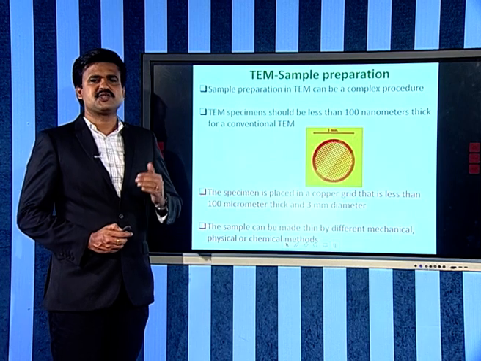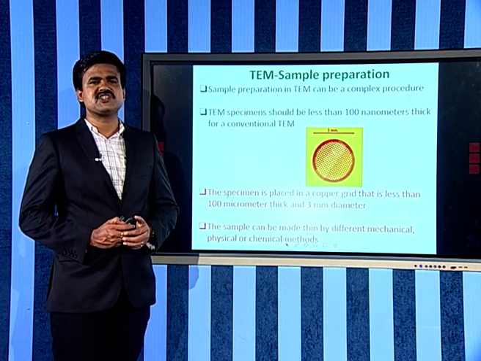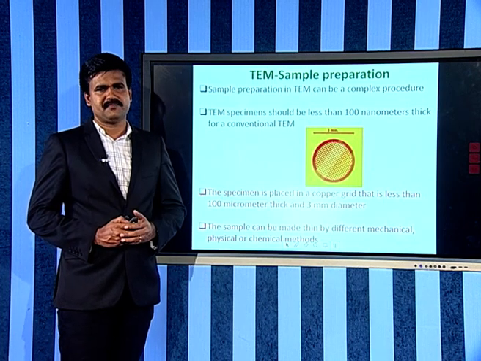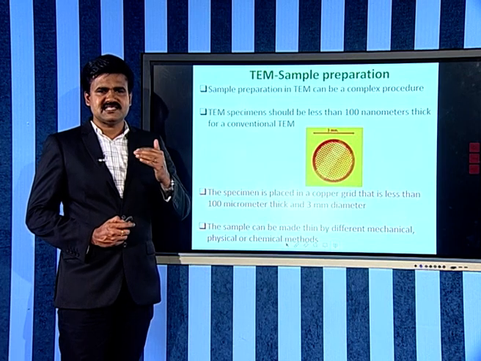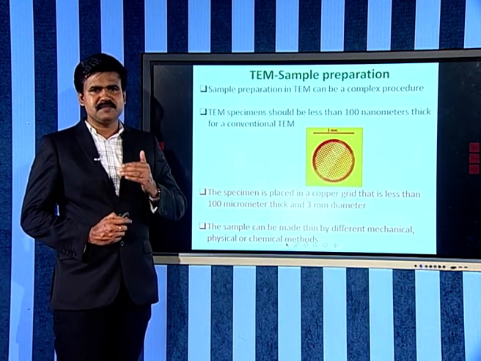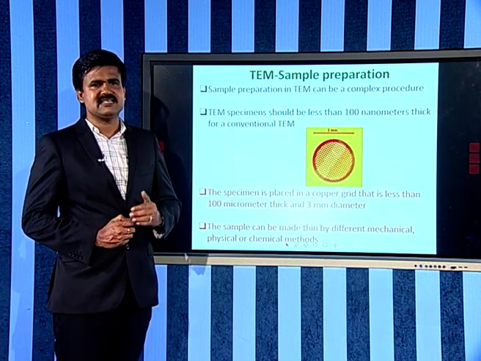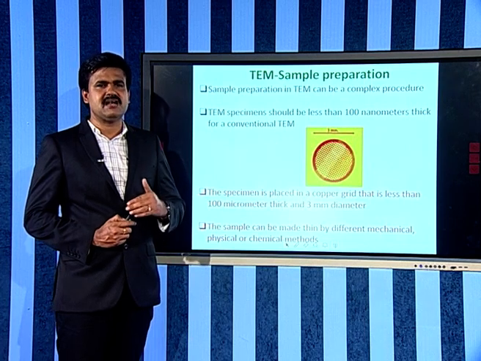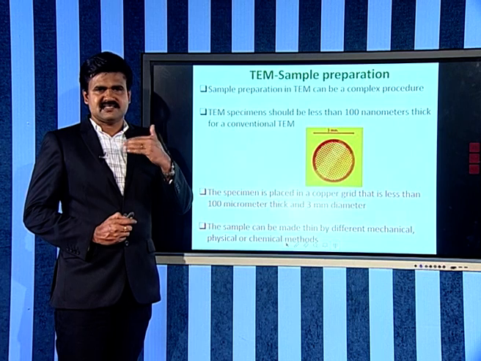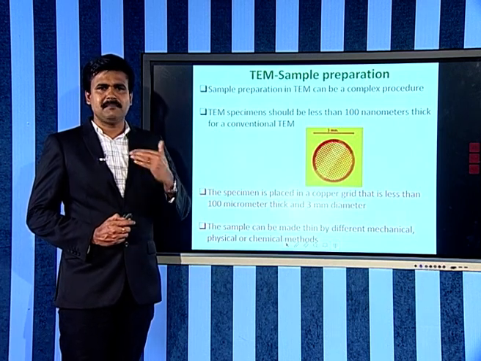Now, it should be noted that sample preparation in transmission electron microscopy is a risky job, a difficult task. The prime concern is that the specimen should be of less than 100 nanometers thickness for a conventional transmission electron microscope. The sample preparation is, of course, a complex procedure.